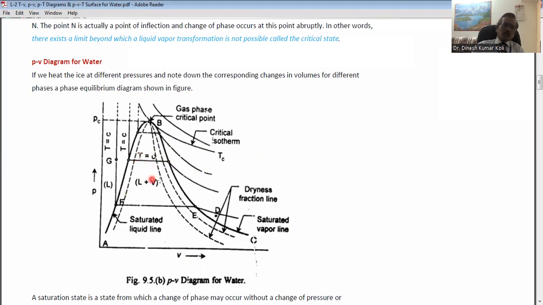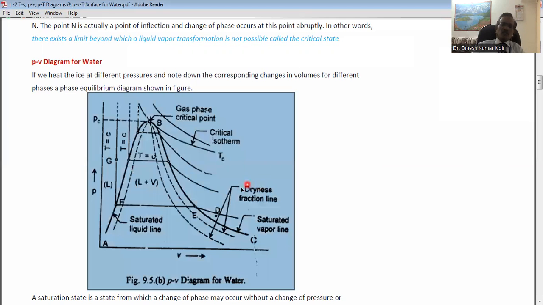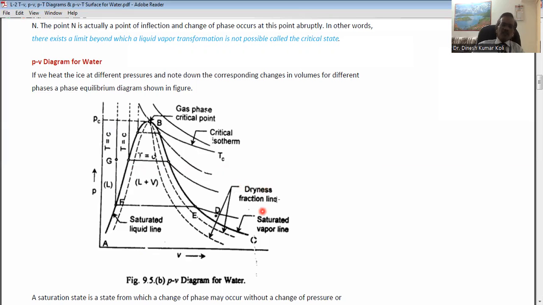Now, here you will see between these two curves, we are having curves shown by the dashed lines. This is one dashed line. Here this is also a dashed line or curve. So these dashed lines or curves between the saturated liquid line and saturated vapor line are called quality lines or dryness fraction lines, which indicate the dry condition of the steam.